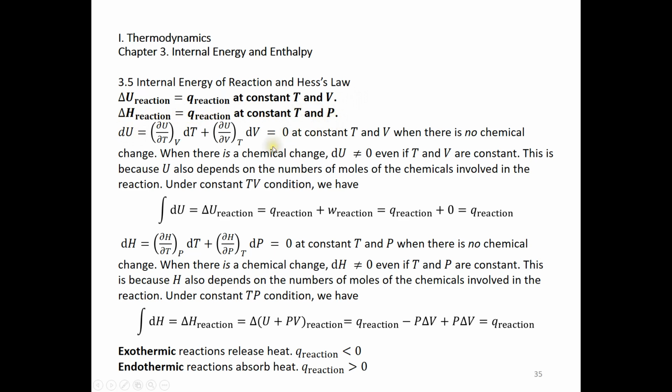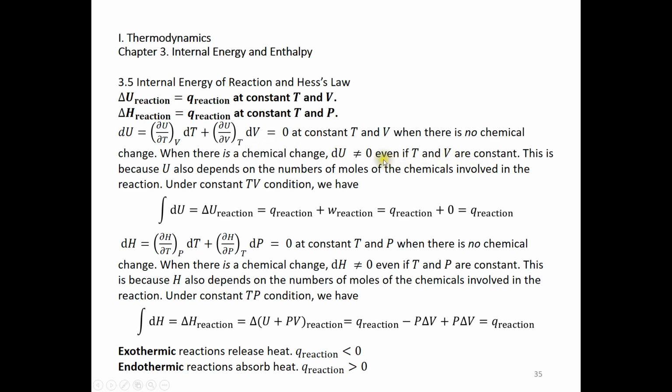So now let's review the expression of dU. dU is ∂U/∂T times dT plus ∂U/∂V times dV. And we have this equation only if there's no chemical reactions. And at constant temperature and volume, if there's no chemical reaction, dT is 0, dV is 0, and therefore dU is 0. But what if there's a chemical change? Then dU is non-zero, even if T and V are constant.